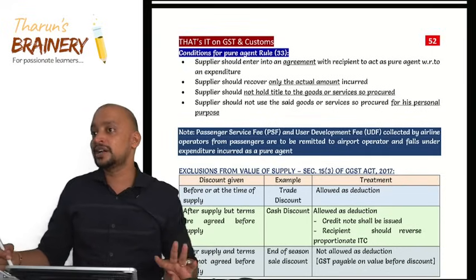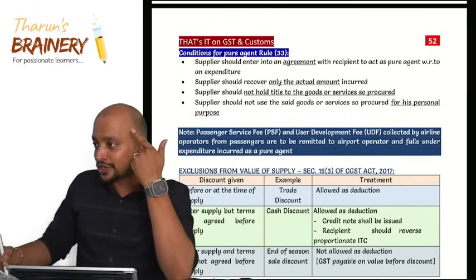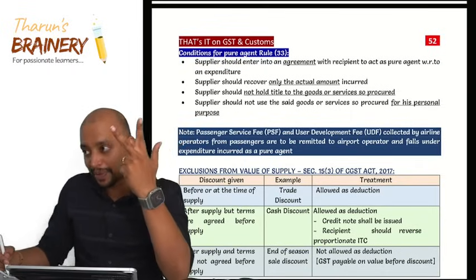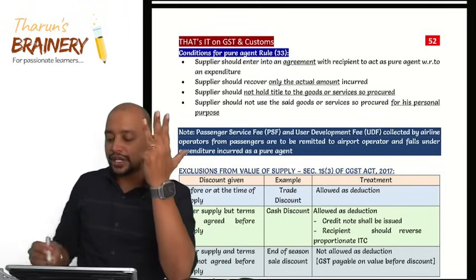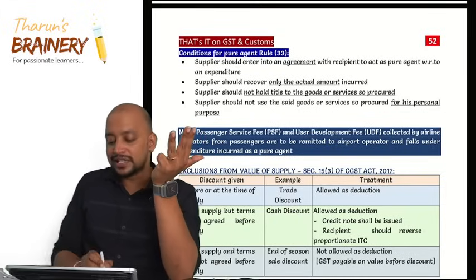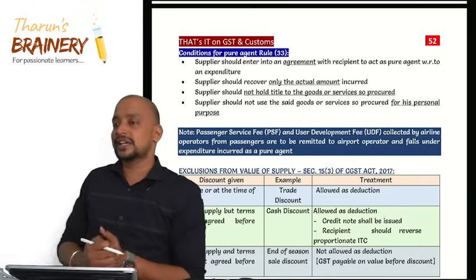So what are the 4 conditions? First, there should be an agreement. Number 2, only the actual amount incurred should be recovered. Number 3, the title should not be in the name of the supplier. And number 4, it should be so procured, it should not be used for the personal purpose of the supplier. Now let's see one example, the toll charges example.